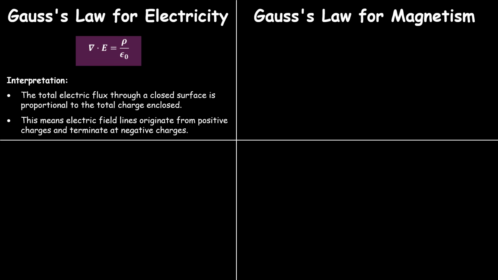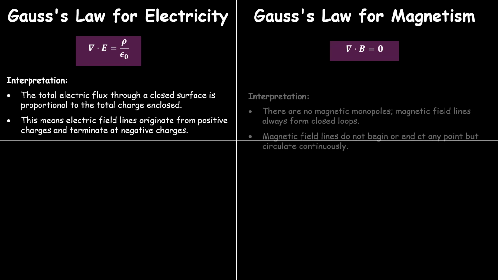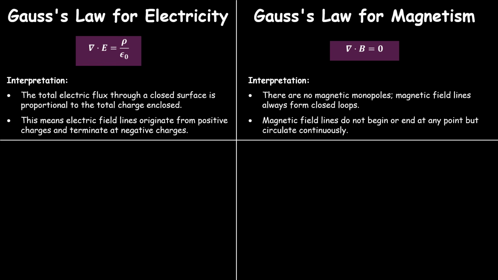The second component of the Maxwell equations is Gauss's law for magnetism. It states that there are no magnetic monopoles, that is, magnetic field lines always form closed loops. Magnetic field lines do not begin or end at any point but circulate continuously.